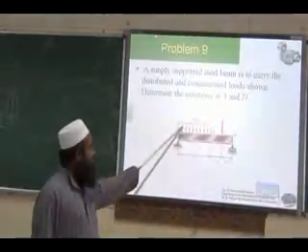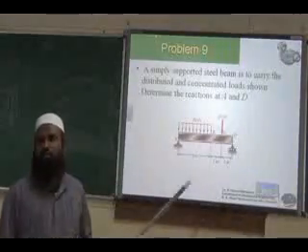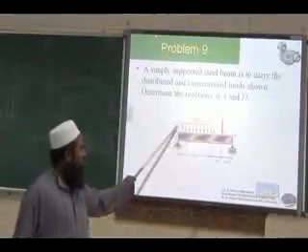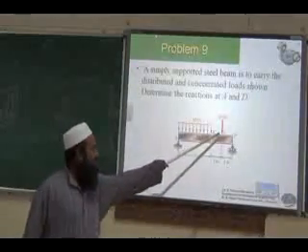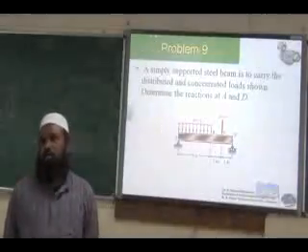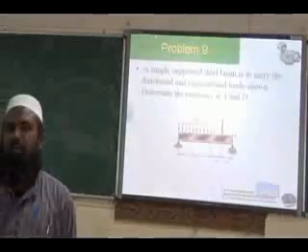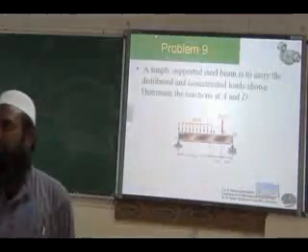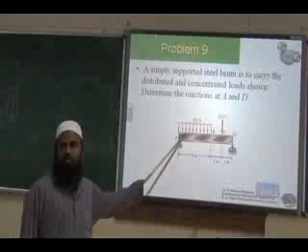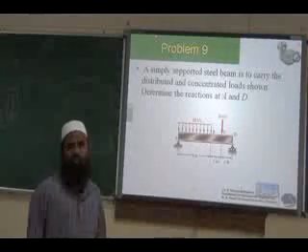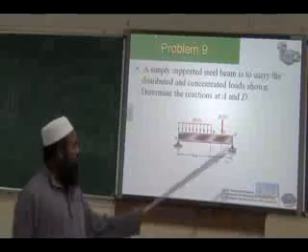The beam is loaded with a UDL, uniformly distributed load, up to point B only, part of your beam. Then another load is there. This load we call a point load, concentrated load or point load. In the first problem, all the loads are point loads only. Here you have a UDL also, and a point load. So you have two types of loads acting on your beam.